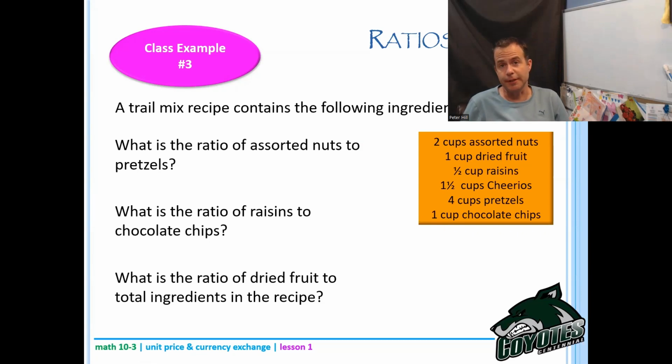Really, the most important ingredient there is the chocolate chips. Trail mix isn't trail mix if there's no chocolate.